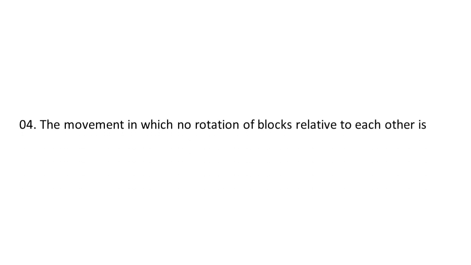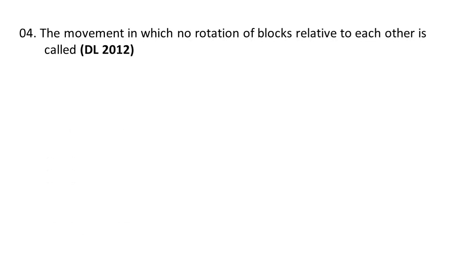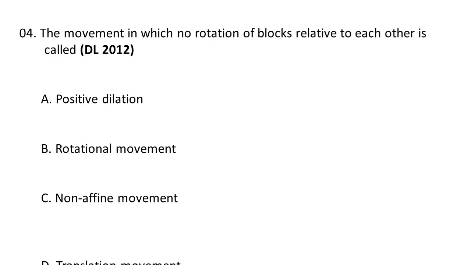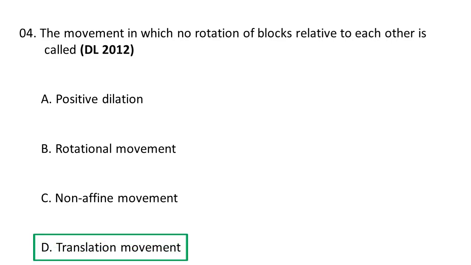Next question. The movement in which no rotation of blocks relative to each other is called A. Positive dilation, B. Rotational movement, C. Non-affine movement, D. Translation movement. So the correct option is D. Translation movement. Translation motion is when all the points of an object move in a single direction at a uniform speed, and hence there is no change in the object's orientation. All the particles in the object move parallel to each other, and the movement in which there is no rotation of the blocks relative to each other is called a translation movement. D is the correct option.